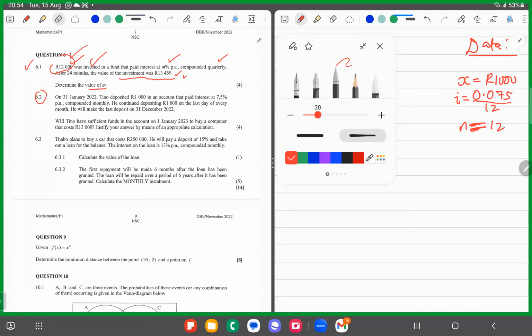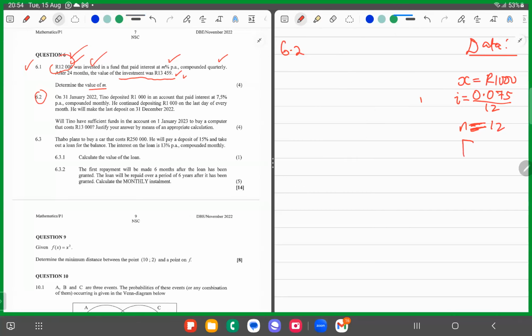So we understand that this is a future value situation. The question is, how much will Tino accumulate? So we look at the future value, and the future value is X into 1 plus I to the power N minus 1, all divided by I, which means F equals, what is X? X is 1,000 into 1 plus, what is I?